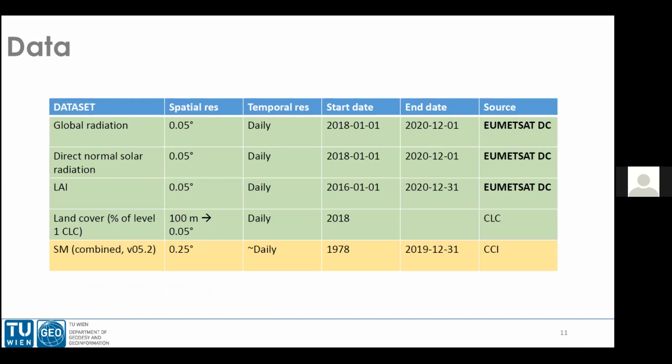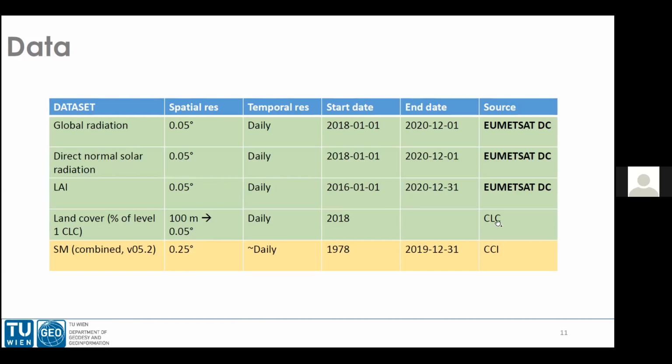And now what I've done so far, I decided to take some data sets from the Data Cube. I chose the global radiation, the direct normal solar radiation, and the leaf area index from the Data Cube. In this instance, I only consider the near real-time products and not the historical data. And I also included the land cover.